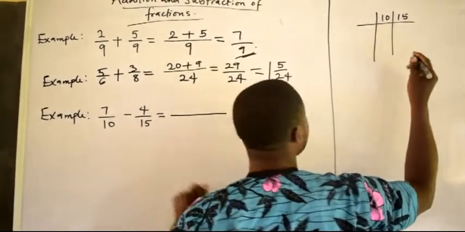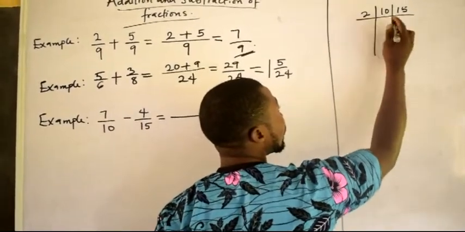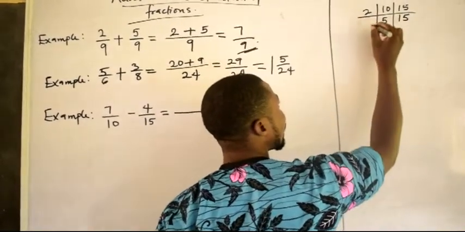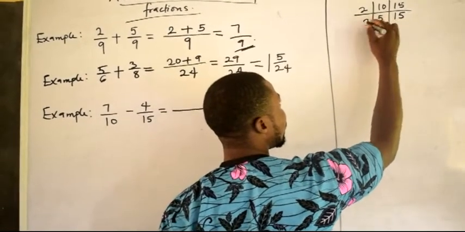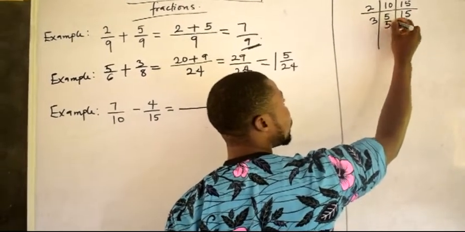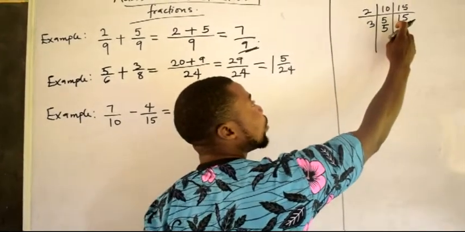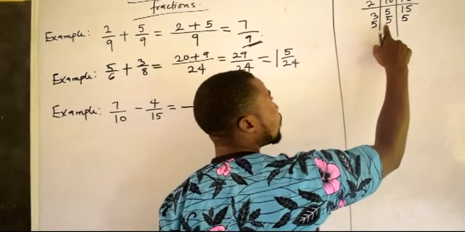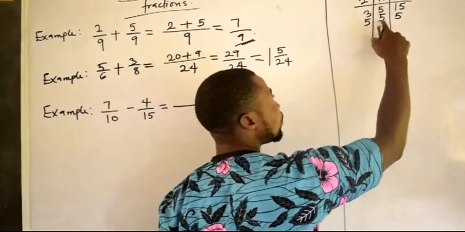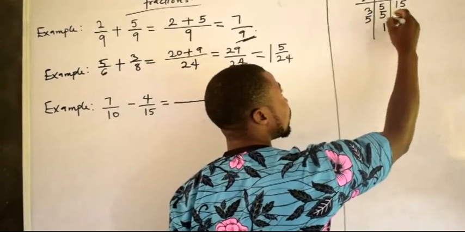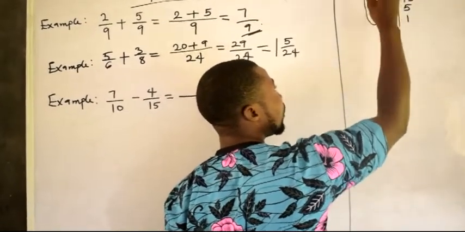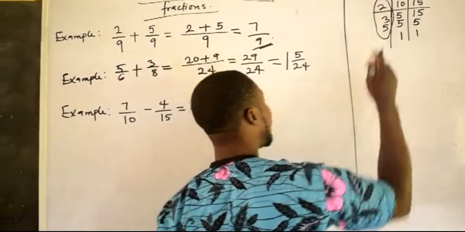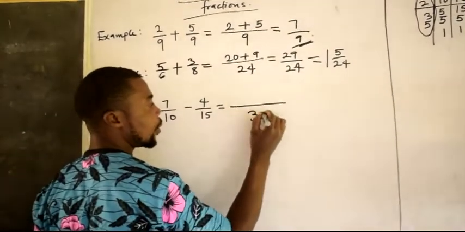The down numbers, 2 will go here, 5. Can 2 go here? No, you repeat it, 15. 3 can go here. 3 cannot go in 5, so you repeat it, 5. 3 can go in 15, that is 5. You come again, you write 5 and divide, 5 in 5, 1, 5 in 5, 1. So you multiply all of this together to get your LCM. 2 times 3 is 6, 6 times 5 is 30. So 30 is your LCM.